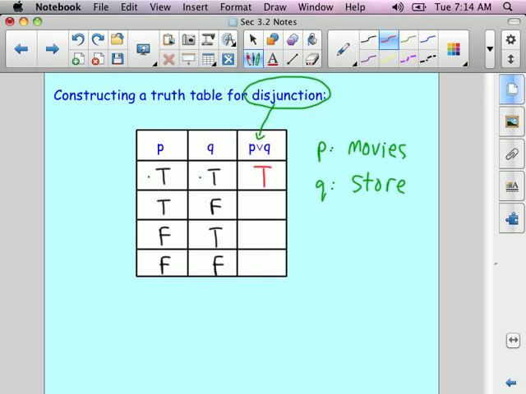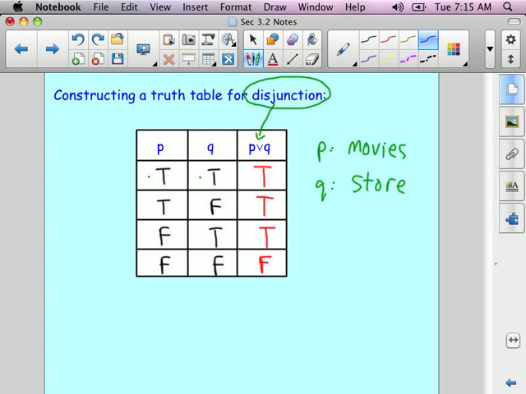Now let's say he just went to the movies, but he didn't go to the store. But if I said movies or store, he went to the movies, I'm right. That was good. So that's going to be a true statement. Similarly, if he goes to the store but not to the movies, that's also going to be true. The only time I'm wrong, where I'm lying, is if he didn't go to either one. If I say he went to the movies or the store and he just went to, I don't know, the swimming pool, then I'm wrong. That's a false statement.